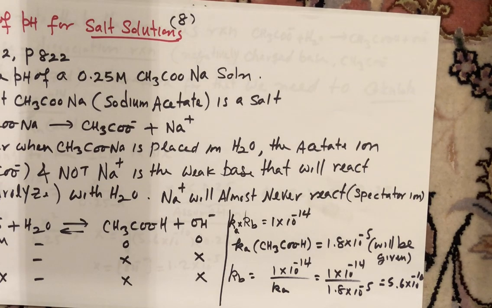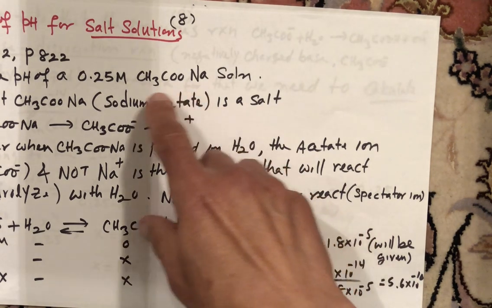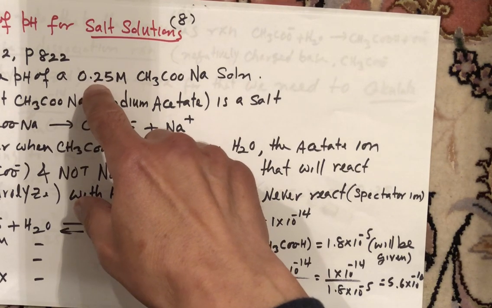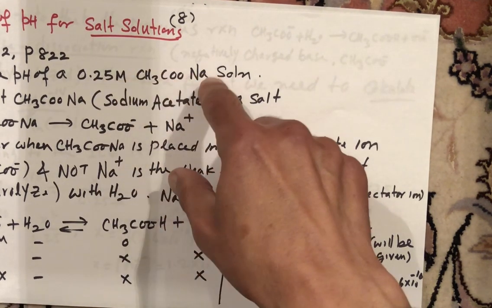Now, the last thing we need to know on the calculation of pH is it relates to the calculation of pH for salt solutions, okay? And actually, I have taken one sample problem, which is a very good sample problem on page 822, and that sample problem demonstrates how to use the concept of pH for the calculation of the different concentrations when it comes to salt solutions. So this is the problem: pH of a 0.25 molar sodium acetate solution.